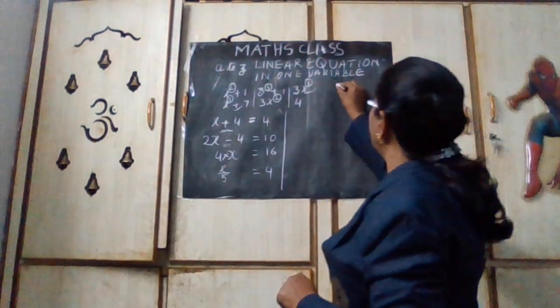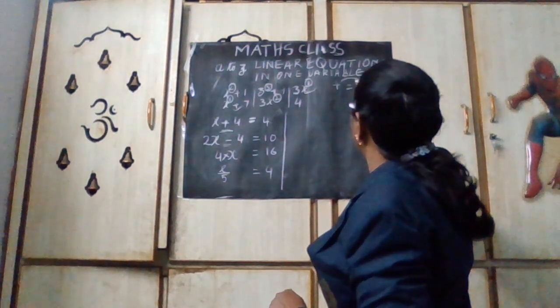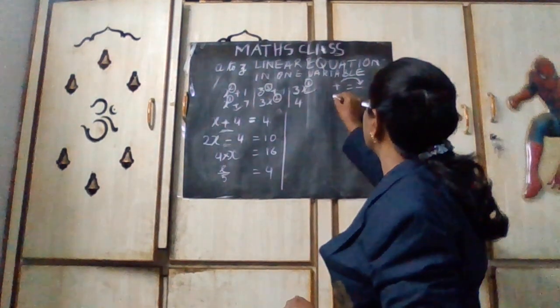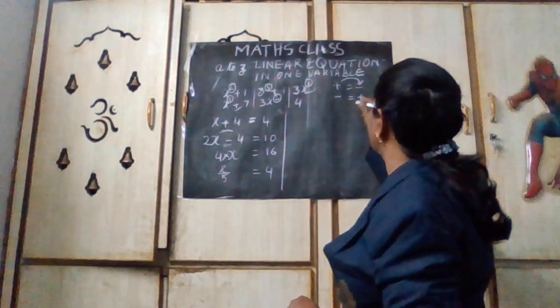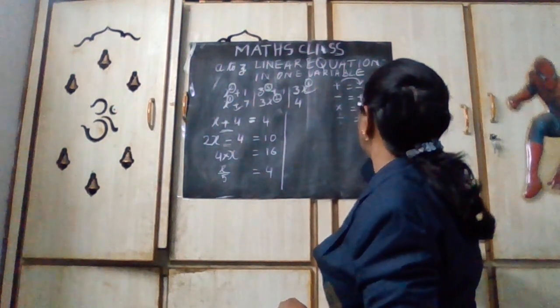While you are transposing, symbols will change, children. We are transposing LHS to RHS. The positive symbol will come as negative: addition as subtraction, subtraction as addition, multiplication as division, division as multiplication.